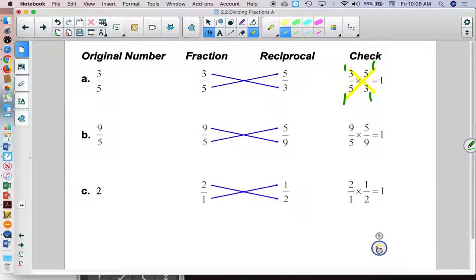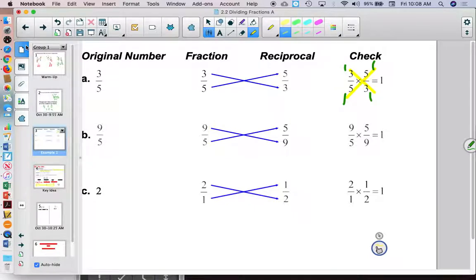So every single time that I multiply any fraction by its reciprocal, I will always get 1. Always. Take it to the bank. It'll never be anything different. It'll always be 1. And that's going to be really important as you get into dealing with algebra. Huge, huge piece of knowledge.